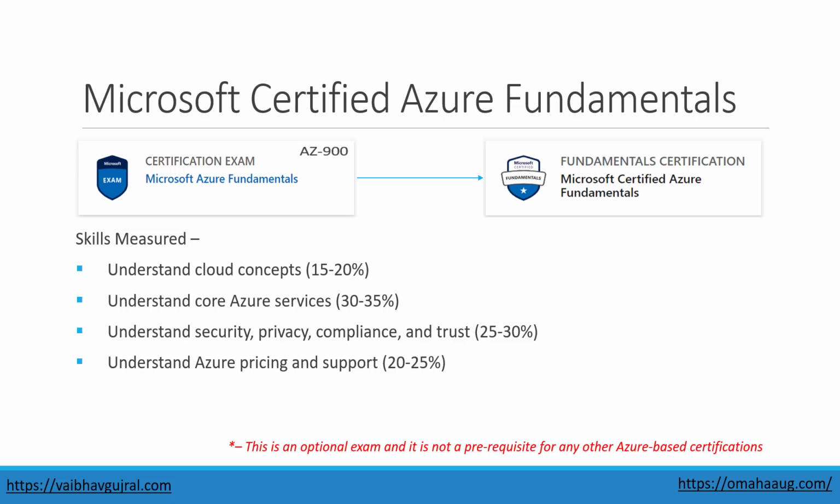To earn this certification, the candidate has to clear an exam AZ-900, which is Microsoft Azure Fundamentals. This is a very basic exam which covers cloud concepts like IaaS, PaaS, SaaS, and different benefits that we get out of cloud computing. It also covers the core Azure services like compute, storage, networking, and the different services under each of those pillars. As part of this exam, the candidate is also expected to understand security, privacy, compliance, and trust features in Azure. Finally, the exam also covers Azure pricing and support model. The point to be noted here is that this is an optional exam and it is not a prerequisite for any other Azure role-based certifications.